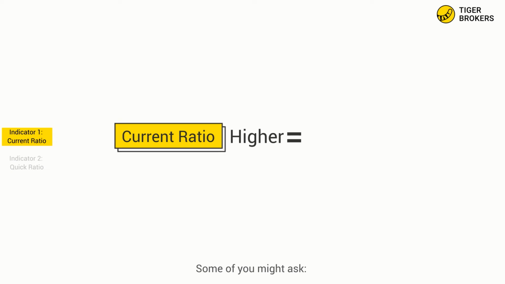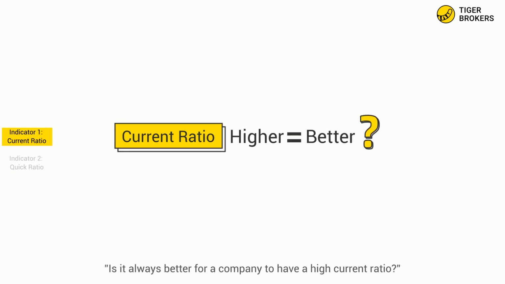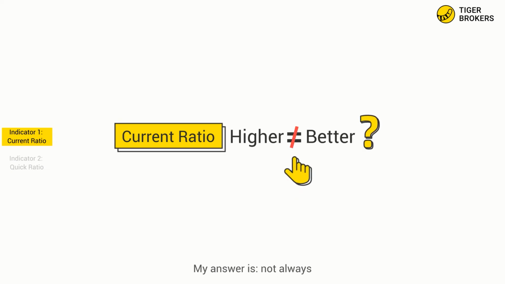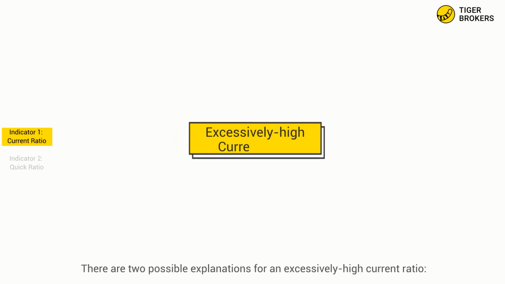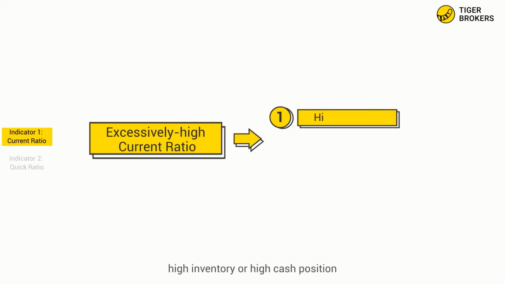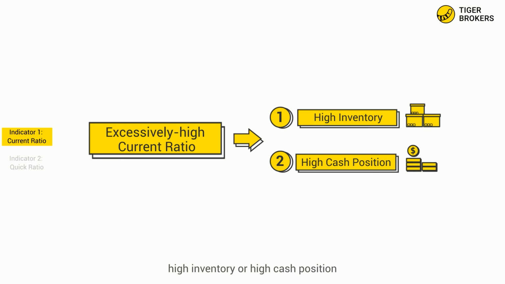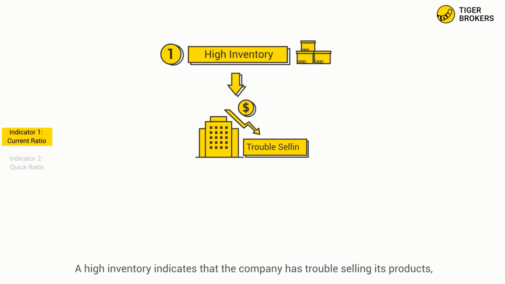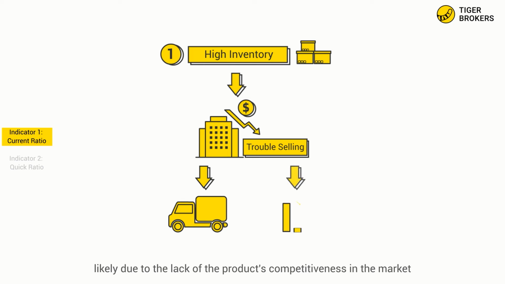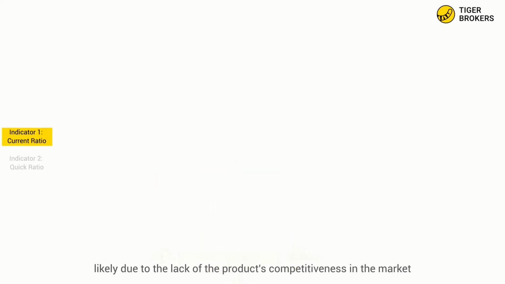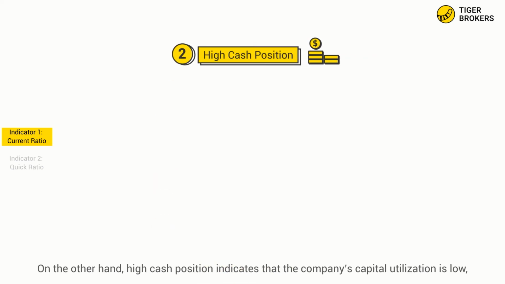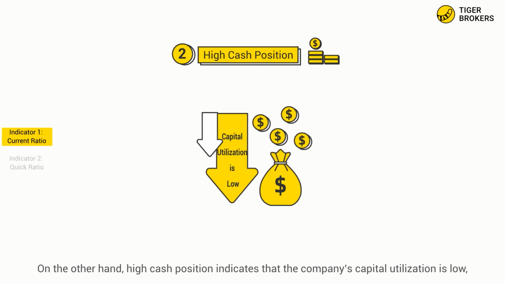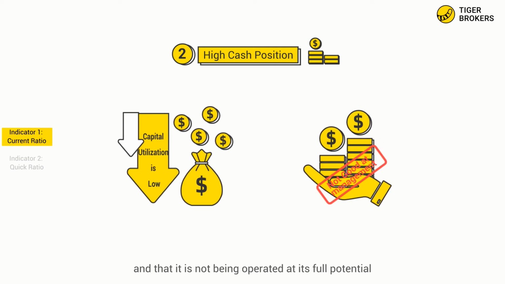Some of you might ask, is it always better for a company to have a higher current ratio? My answer is not always. There are two possible explanations for an excessively high current ratio: high inventory or high cash position. A high inventory indicates that a company has trouble selling its products, likely due to the lack of the product's competitiveness in the market. On the other hand, high cash position indicates that a company's capital utilization is low and that it is not being operated at its full potential.